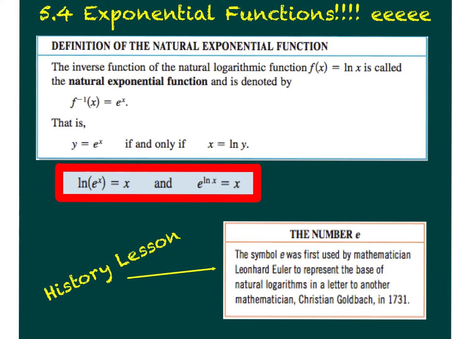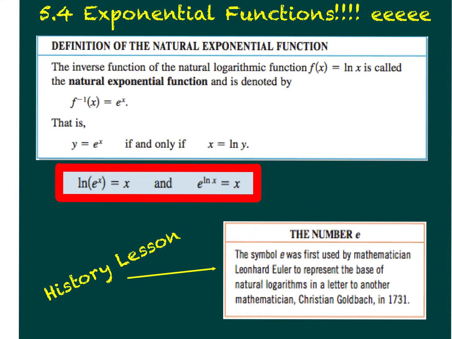Alright, 5.4a, exponential functions and natural logarithms. We dealt with natural logarithms prior to break, right? The relationship between a natural logarithm and e to the x is that they are inverses of one another. We just dealt with inverses.